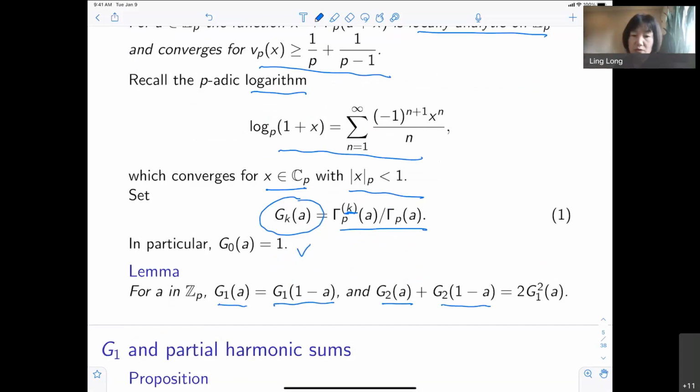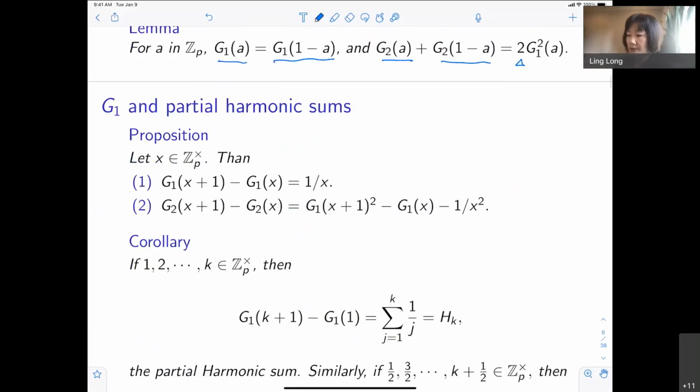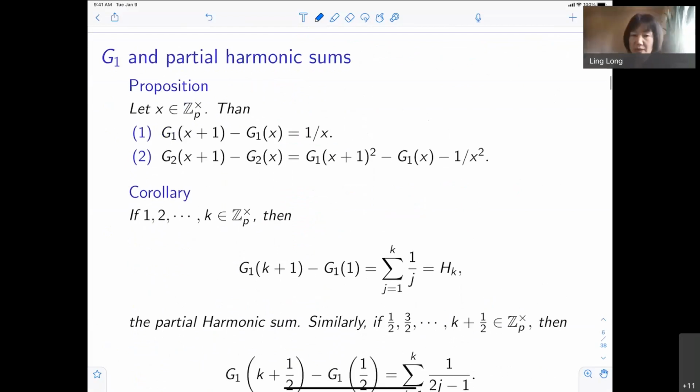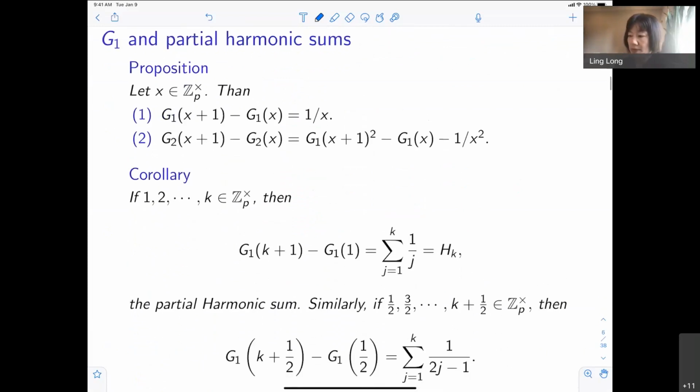If you take G_2 of a and add G_2 of 1 minus a, what you will get is more or less like a weighted function. It's 2 over here, it's G_1 squared, and then there is a 2 in the front. Right. And for us later, basically what we're going to do is apply the p-adic variation to harmonic sums. So how is it related to the partial harmonic sums?